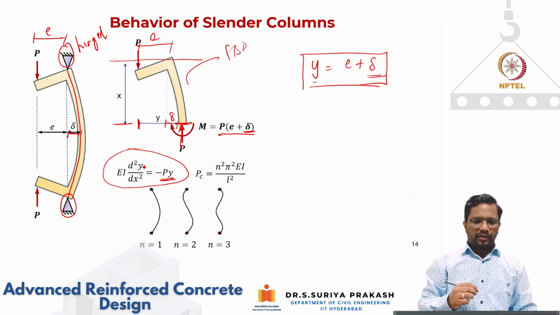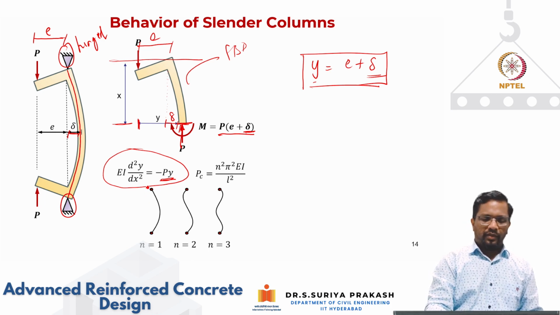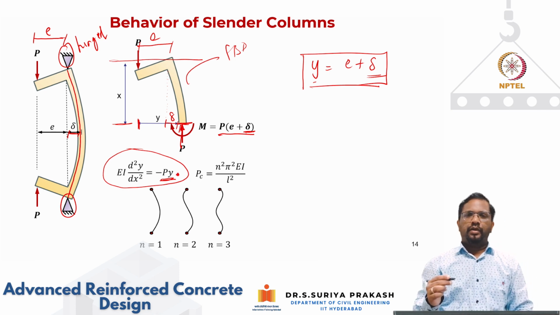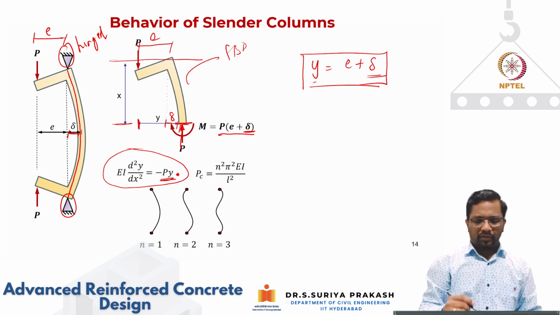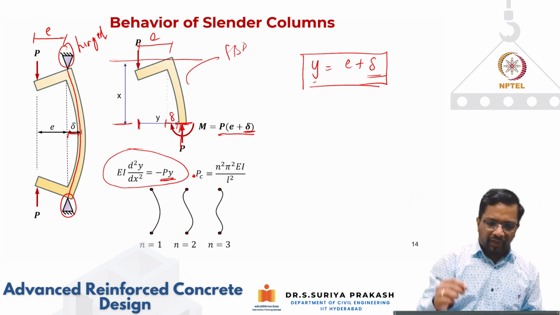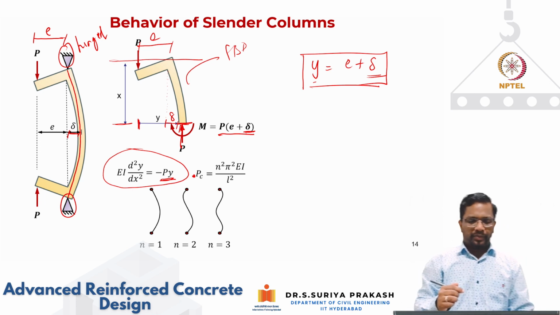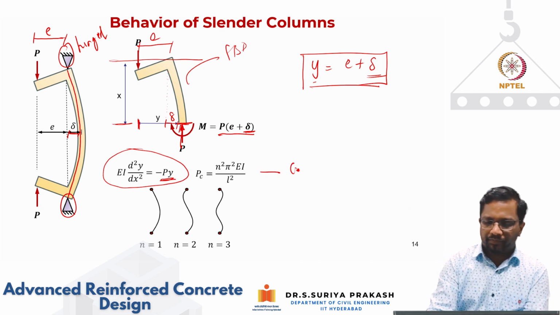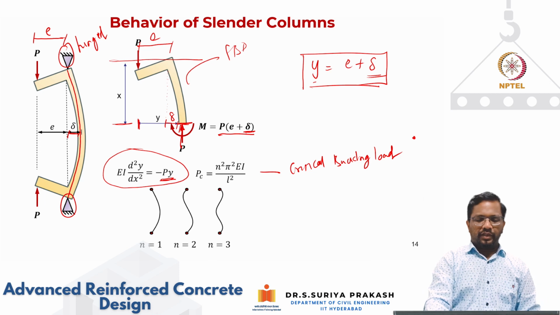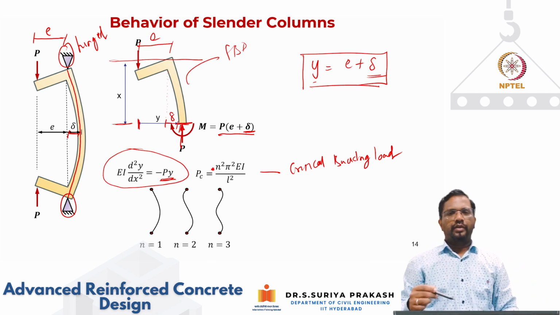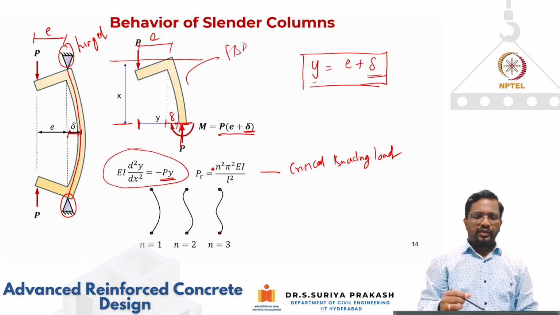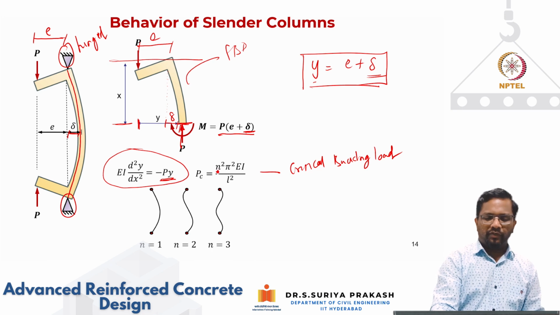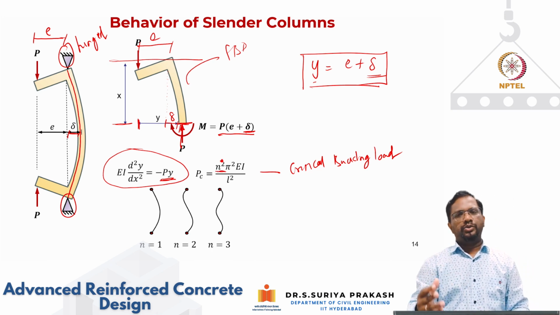upon the boundary condition that you have, I can find an expression for my P at which it is going to fail. So this is the equation for your critical buckling load, which is PC. Right? So now you can see that when you solve this differential equation, you find the solution for your PC as n² π² EI by L². Now depending upon what kind of boundary condition you have, the n value can be 1, 2 or 3.